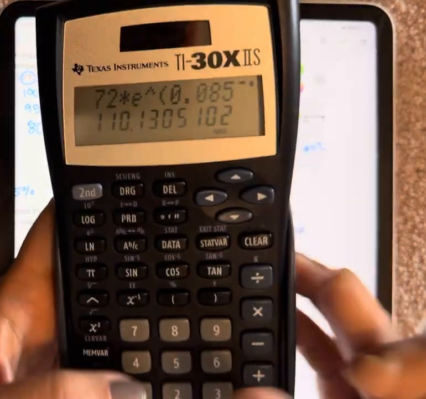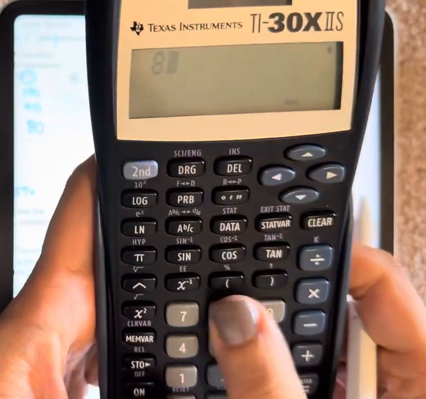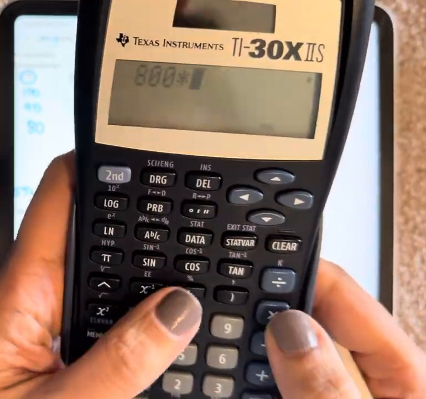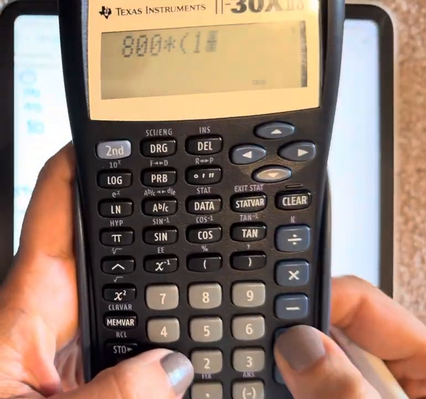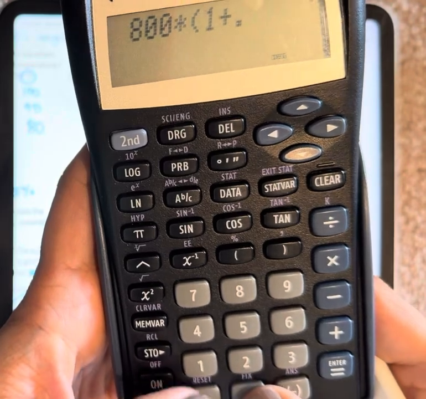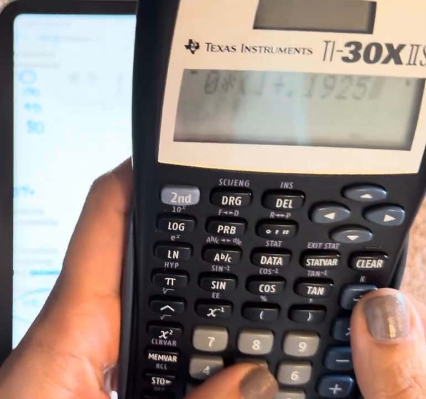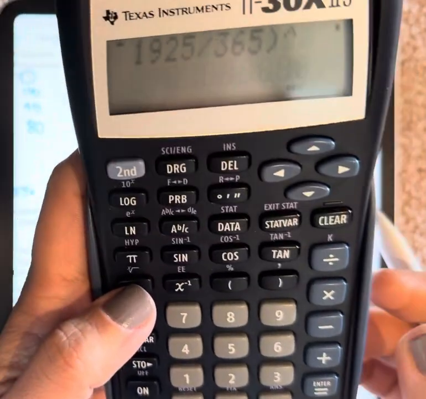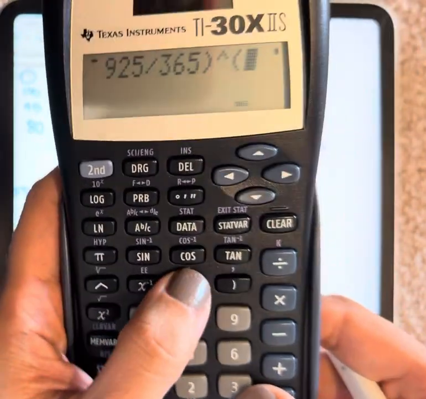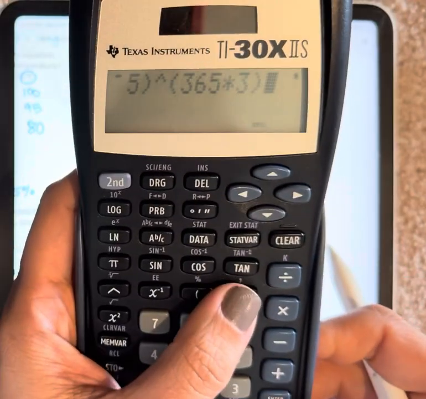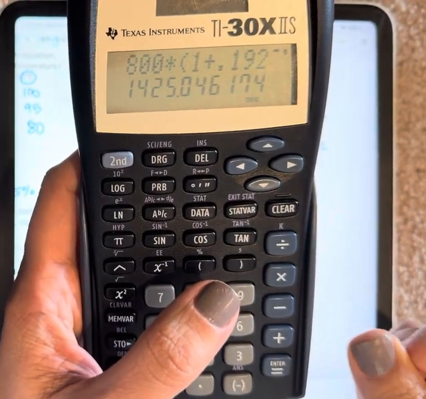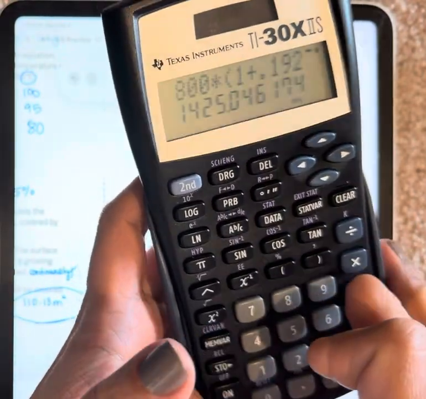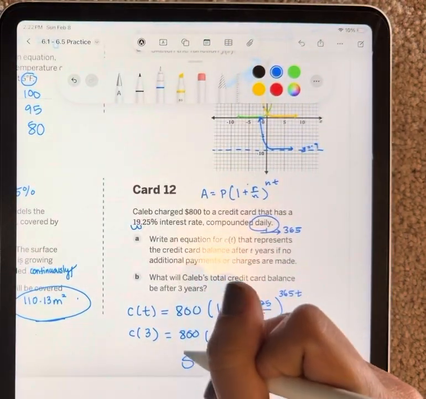Okay. 800 times 1 plus 0.1925 divided by 365 to the power of parentheses 365 times 3 close parentheses. Enter. 1,425.05 dollars. Ouch.